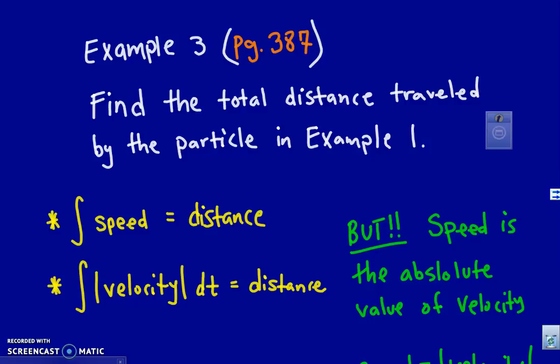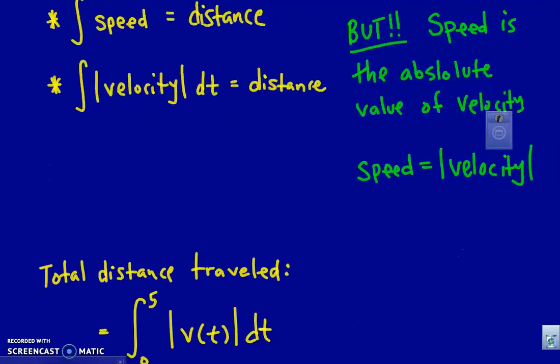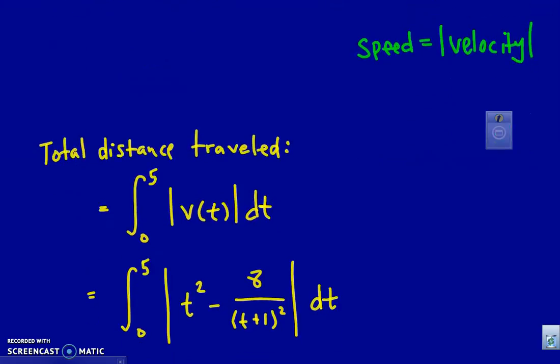Okay, so I'm going to try to quickly go through example 3. I'm going to try to squeeze this in real quick. It's talking about distance. Find the distance traveled for example 1. So add this to your notes. Integrating speed will give you a distance, but if you remember, a few months ago I told you speed is the absolute value of velocity. So if speed is the absolute value of velocity, then integrating the absolute value of velocity will give you the distance.